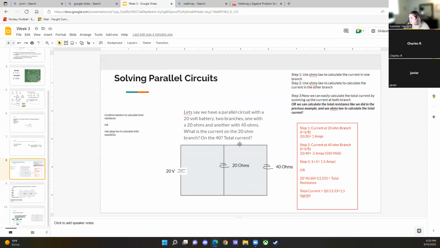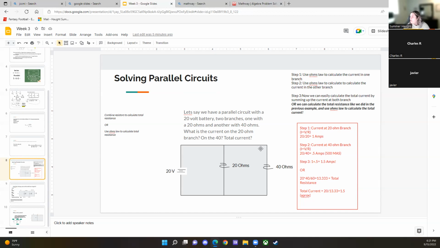If you look at this example, we have a parallel circuit with a 20-volt battery, which is shown here. It has 2 branches, one with a 20 ohm resistor and one with a 40 ohm resistor. It wants us to calculate the current on both of those resistance branches, and then also the total current. This works similar to how we calculated voltage drop, where we use the total current and the resistance value at that location.